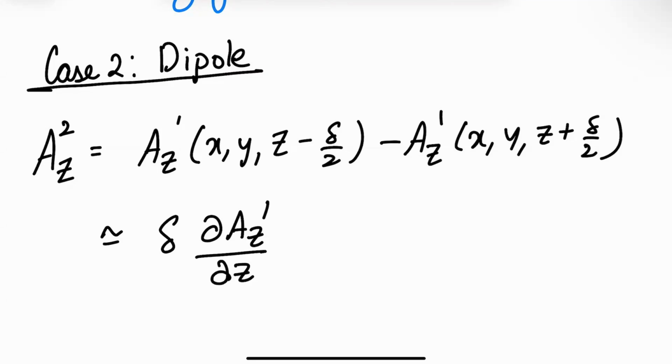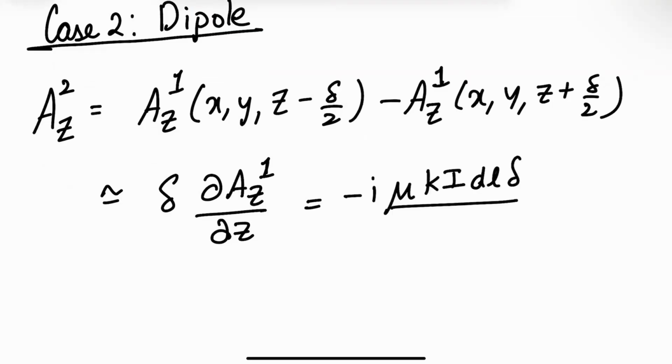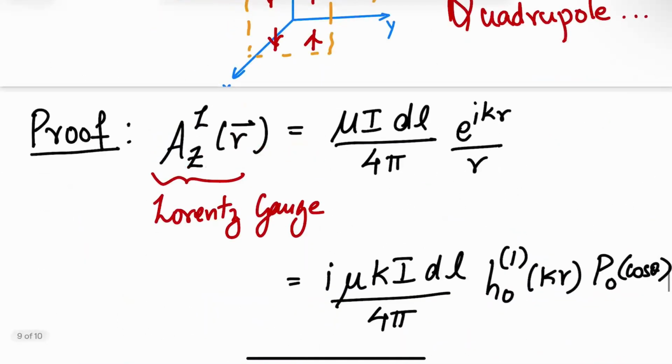That's the definition of, not prime, sorry, 1. So this is 1. This is also 1, this is also 1. And 1 represents the monopole case. And this is equal to, you can take the derivative, would be minus i mu k i dl delta over 4 pi d over dz h01 of kr. So I've taken AZ1 directly from here. So this is the Lorentz gauge version. Okay.